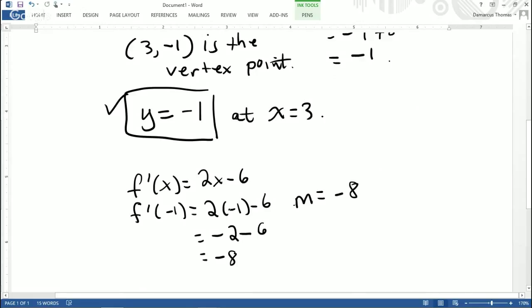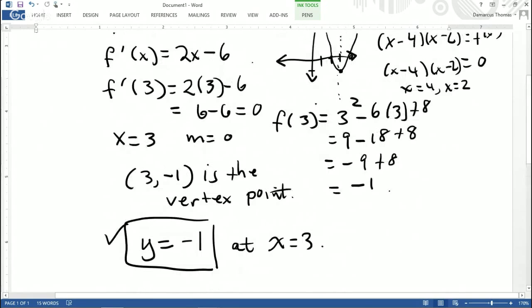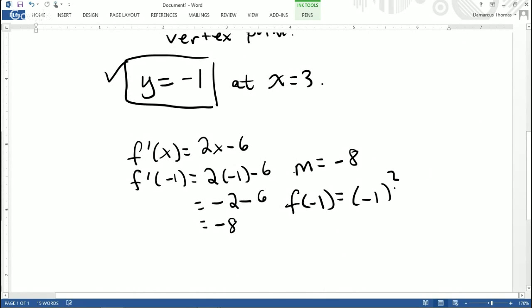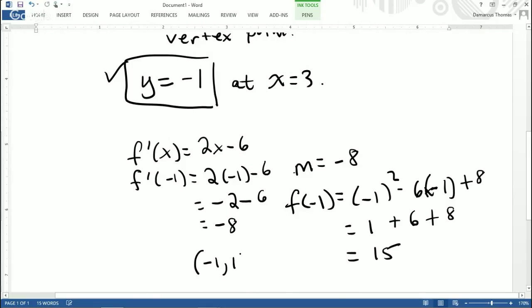And we actually need a point to use the point slope formula. We need a point on the graph. We know x is -1, so let's find f of -1. If we plug -1 into our original function, we're going to get -1 squared minus 6 times -1 plus 8. Let's simplify that. That's 1 plus 6 plus 8, and that's just 15. And so the point is at -1 and 15, and the slope is -8.